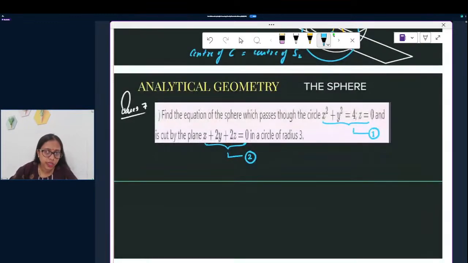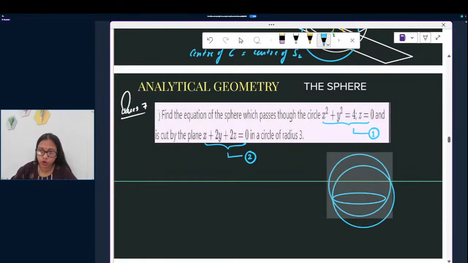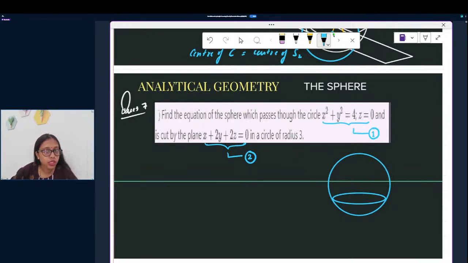So the situation is that we have a circle and a plane. We have a circle, and the question says that the sphere passes through that circle. So it may not be the great circle like that. Circle is given. But how is the circle given? Circle is not given in the form of an intersection of two spheres or a sphere and a plane. What is it? Cylinder and a plane.